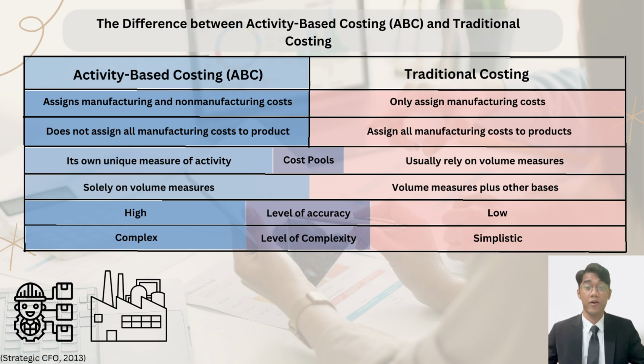Now, I will explain the differences between ABC and traditional costing. In the industry of accounting, there are two alternative ways to assign indirect overhead costs to the product, which are activity-based costing, also known as ABC, and traditional costing. Both approaches calculate production-related overhead costs, assign these costs to the product based on a cost driver rate, and then adjust the cost estimate accordingly.